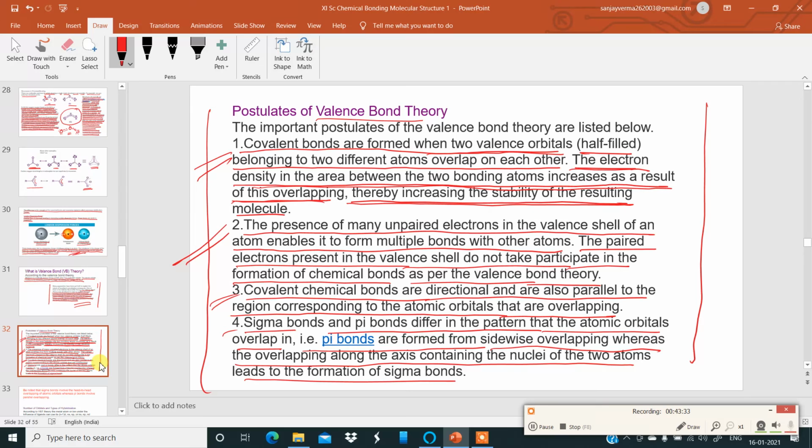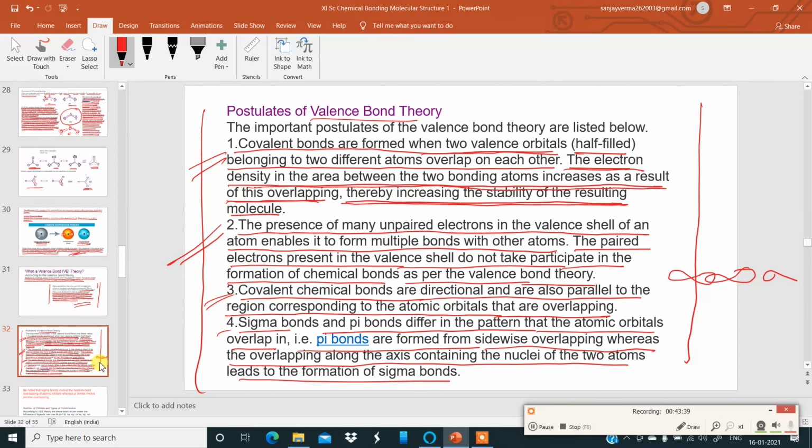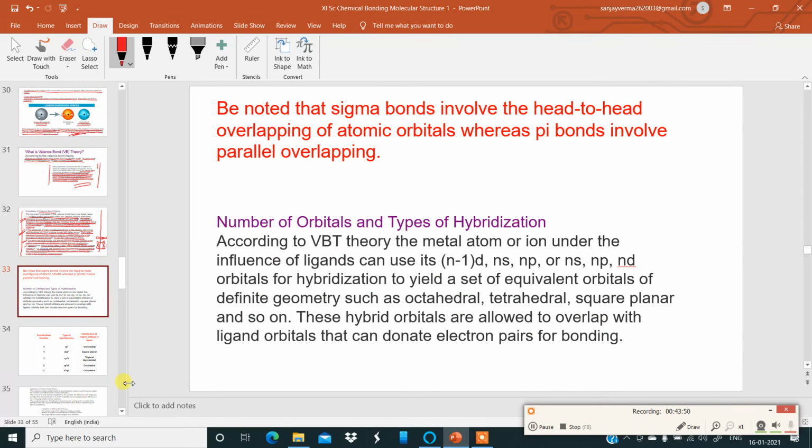So, sigma bonds form like this, overlapping head-on. This will form a sigma bond. If the overlapping happens like this, this will form a pi bond. Okay. Then, please note that sigma bonds involve the head-to-head overlap of atomic orbitals, whereas pi bonds involve parallel overlapping, as I've already told you.